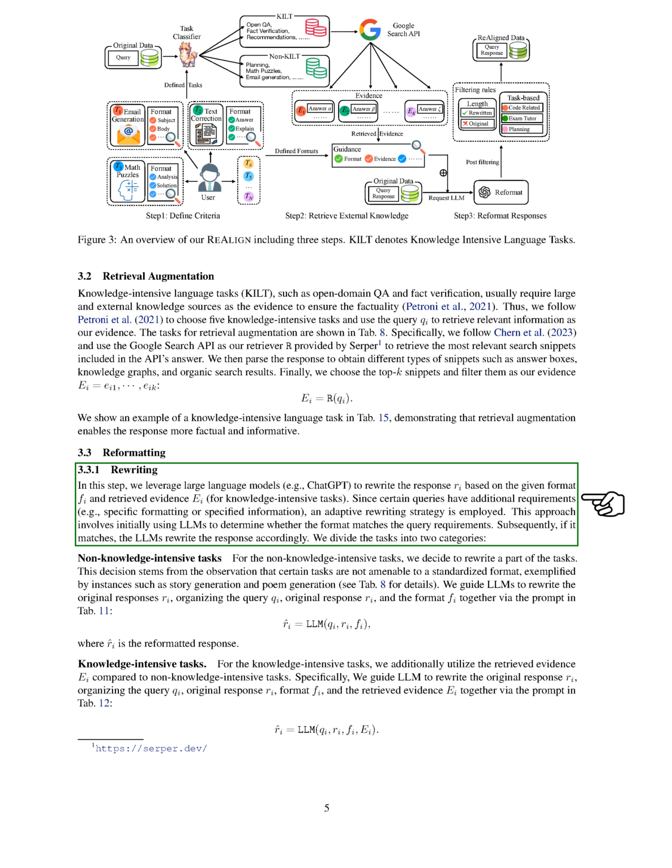When it comes to tasks that do require specific knowledge, we add an extra step. Besides reorganizing the original response with the task query and format, we also include any relevant information we've found that could help answer the query. This helps make the response more accurate and informative.